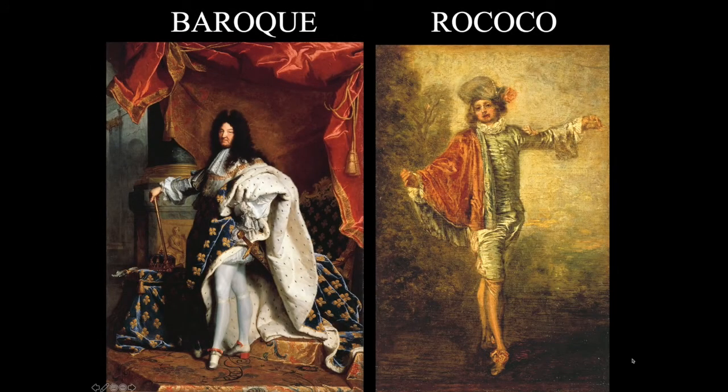So here's a nice transition for us. We've just covered the Baroque age, and this is King Louis XIV, done in a very much Baroque style painting. But over on the right, we have a painting that is done in the Rococo style. And so you can definitely see the different form that is being created.